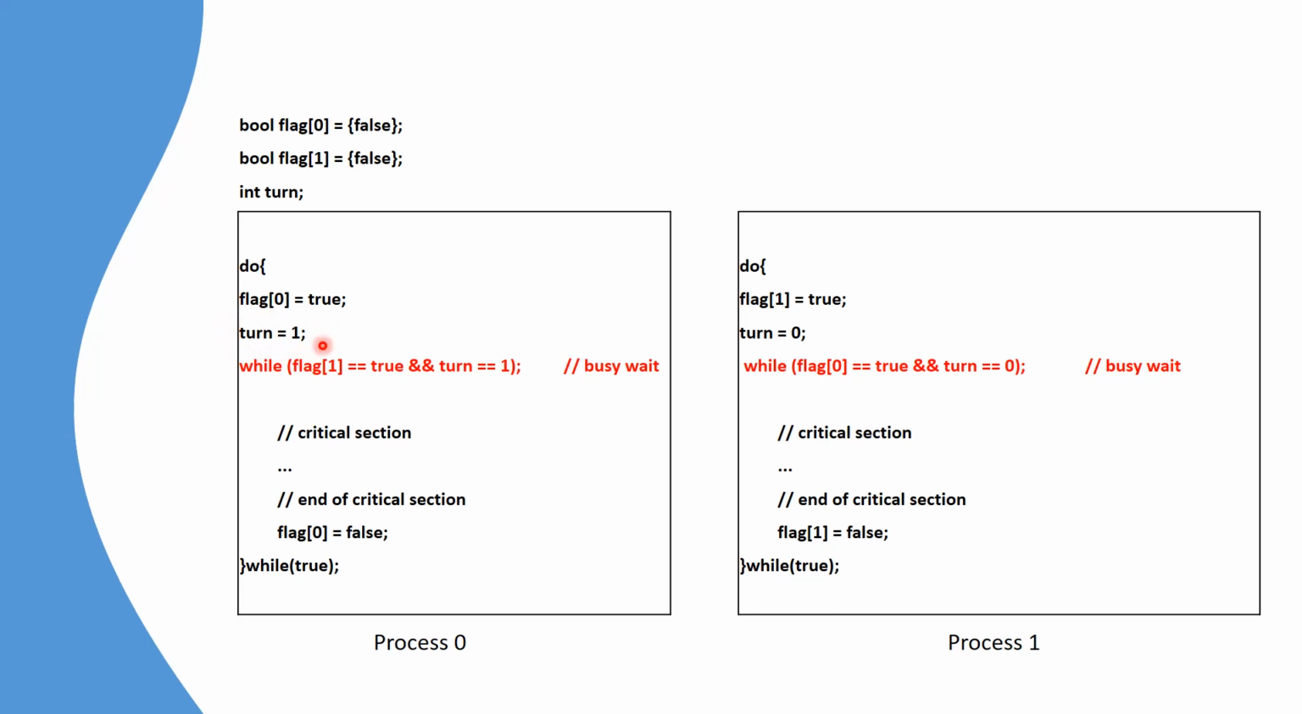So process 0 is giving a chance to process 1 that if you wish, then you can enter. Similarly, process 1 changes the value of turn to 0, so it gives a chance to process 0 to enter the critical section.